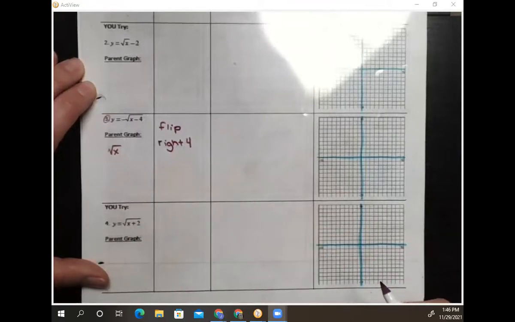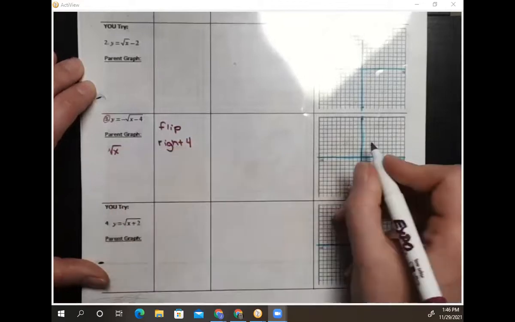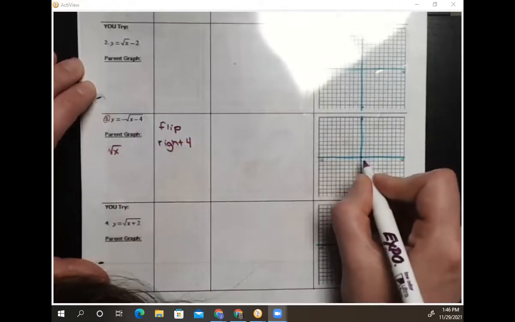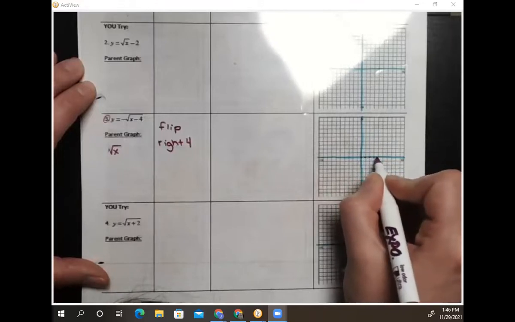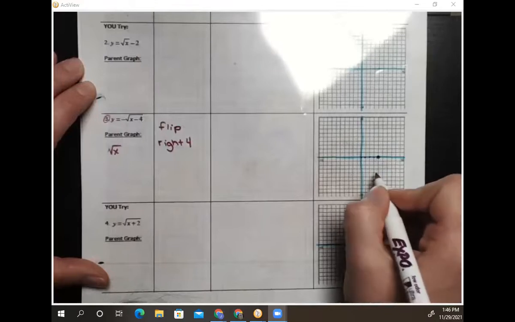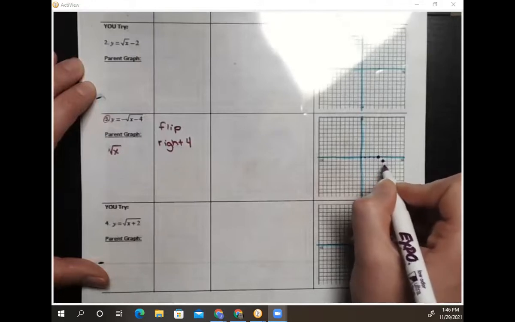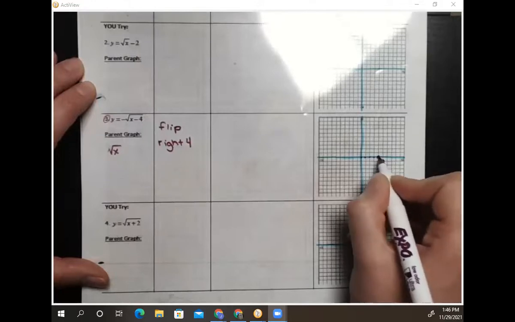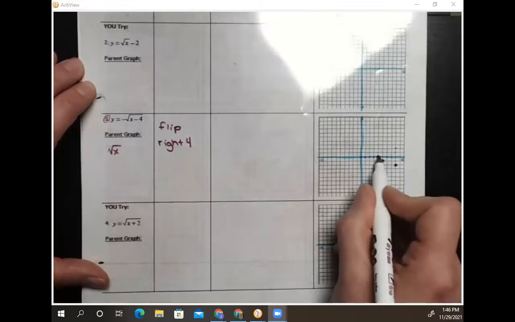So again, I'm going to start by doing this with a transformation. So my key point should be at 0, 0 for the square root of x, but I'm going to move it to the right 4. 1, 2, 3, 4. And then I want to flip this. So my next point should be up 1 and out 1. I'm going to go down 1 and out 1. And then my point after that should be 1, 2, 3, 4, up 2. But since we're flipped, it's going to be down 2. And again, I'm counting from that key point.